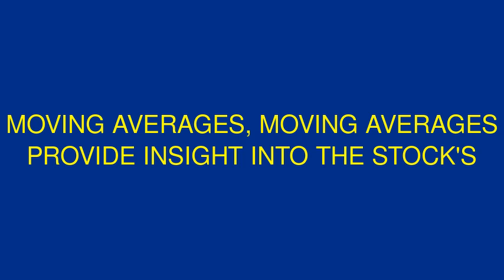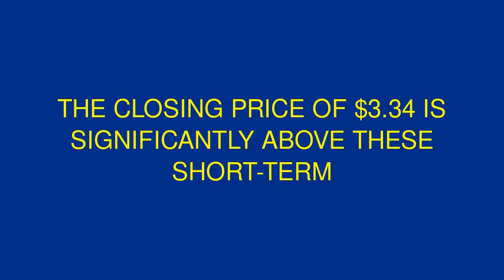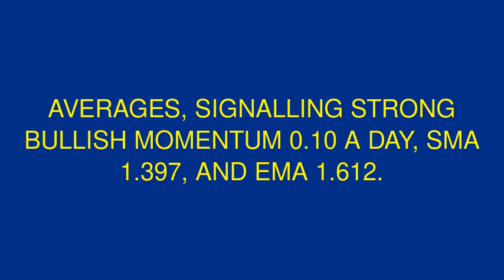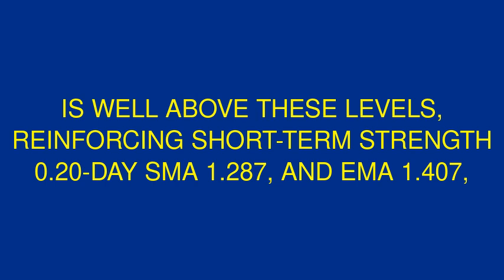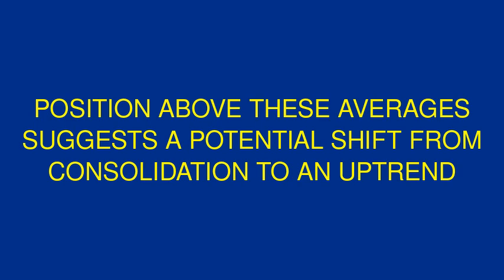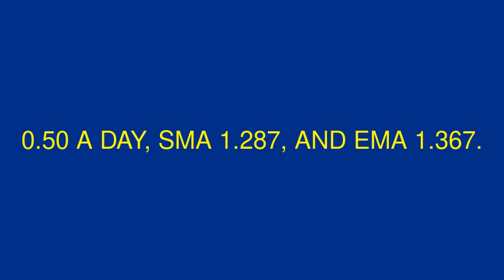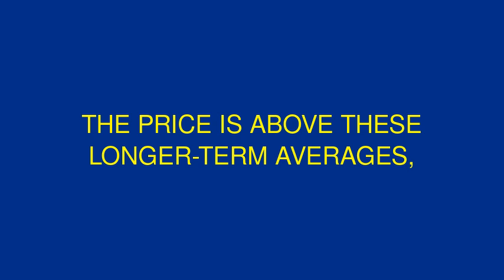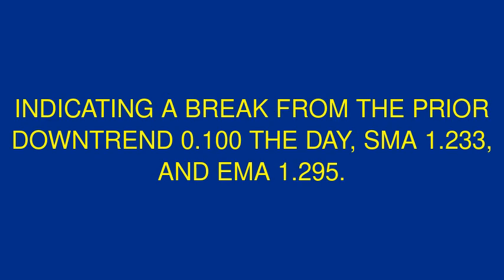Moving averages provide insight into the stock's trend strength and direction. 5-day SMA $1.755 and EMA $1.94. The closing price of $3.34 is significantly above these short-term averages, signaling strong bullish momentum. 10-day SMA $1.397 and EMA $1.612. The price is well above these levels, reinforcing short-term strength. 20-day SMA $1.287 and EMA $1.407. The stock's position above these averages suggests a potential shift from consolidation to an uptrend. 50-day SMA $1.287 and EMA $1.367. The price is above these longer-term averages, indicating a break from the prior downtrend.